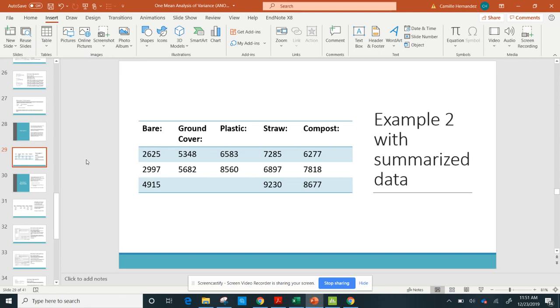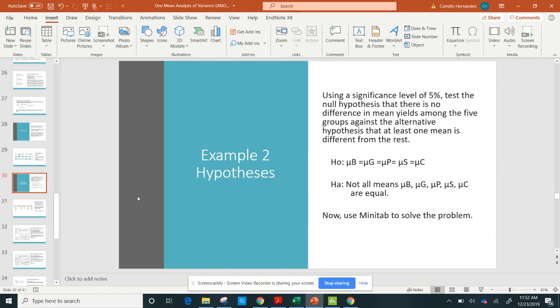Now notice ground cover and plastic don't have the same sample size as bare, straw, and compost. That's okay with ANOVA. If it gets to be too many differences, then that could affect it. But for these smaller samples, it doesn't hurt it as bad. So let's go look. Example 2, hypothesis.